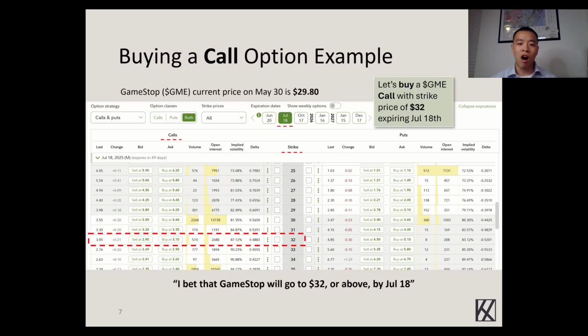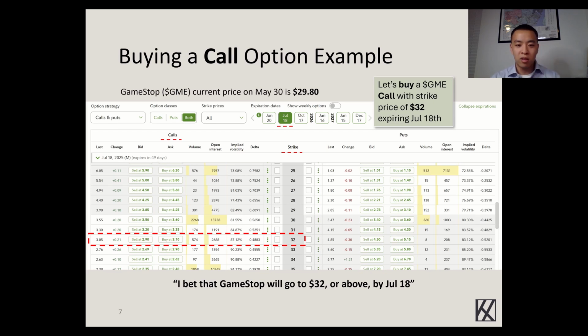Let's buy a call option for GameStop. Let's say it expires July 18th. So that's the date, usually the first thing you're going to look at, because the date's at the top. So I'm going to look at the top, highlighted in green, boom, July 18th, we're good to go. Now I'm buying a call option, so I'm immediately going to look to the left side of this options chain under calls. And I'm looking for a strike price of $32.